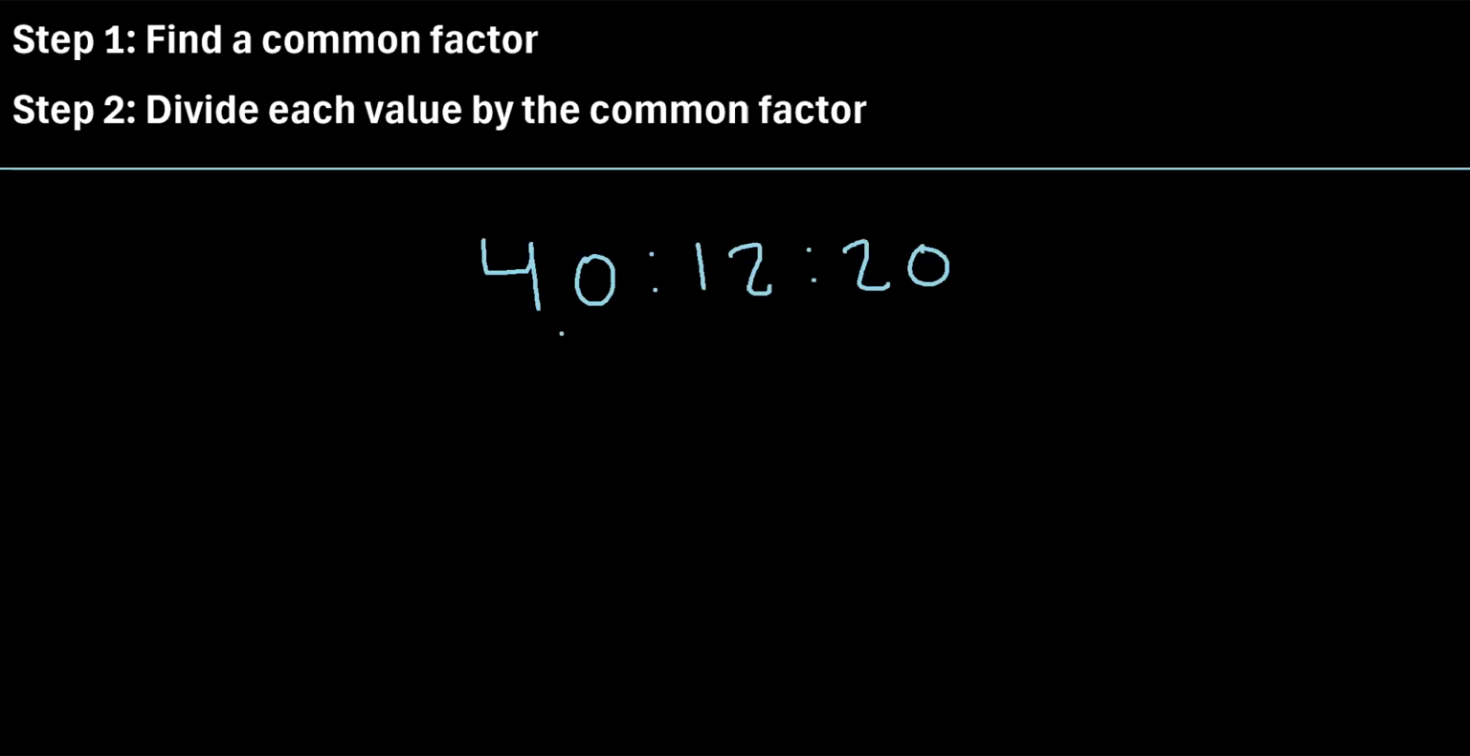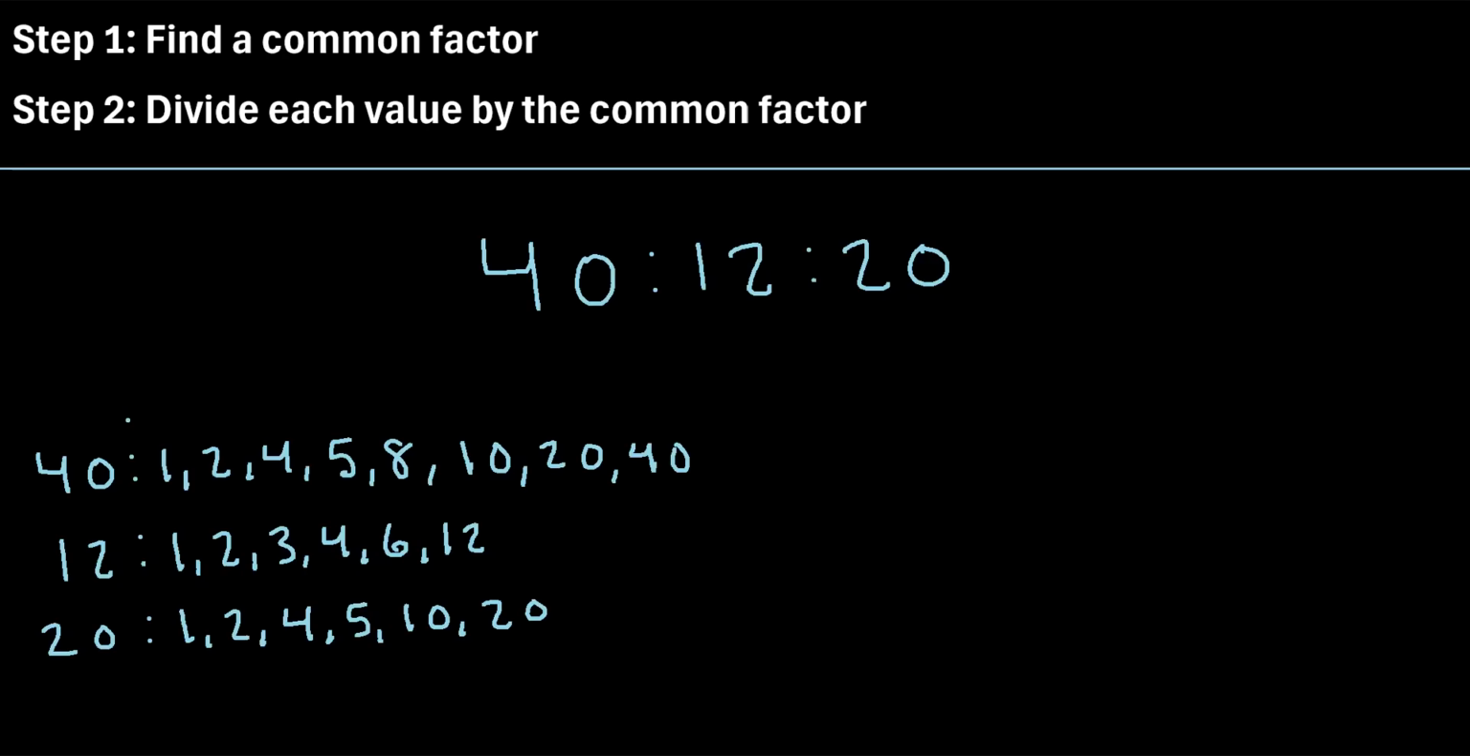Let's say we have the ratio 40 to 12 to 20. How can we simplify this ratio? Well, first we want to find a common factor between 40 and 12 and 20. So let's write out the factors of each of those. Okay, so we've written out the factors of 40, 12, and 20, and we're looking for the greatest number that appears in each of these lists. So we can see that would be a 4. That's the greatest number that shows up in each list.